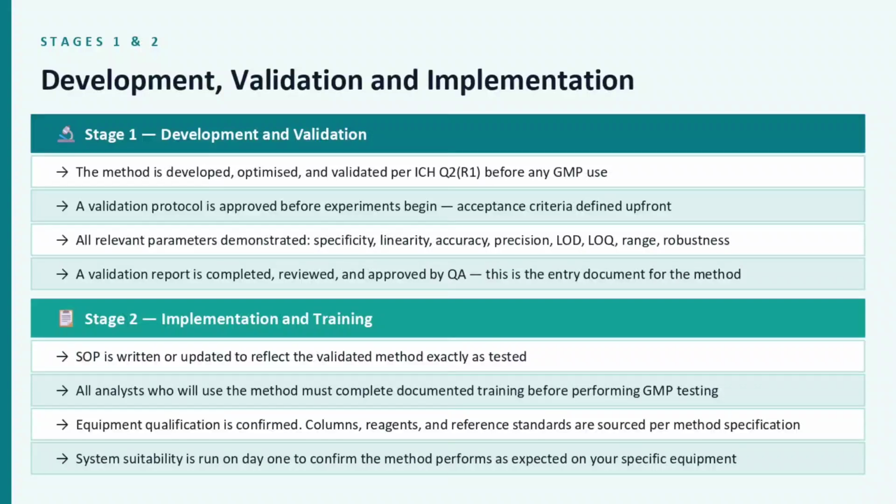In Stage 2, the method enters the lab. An SOP is written that reflects the method exactly as it was validated. Every analyst who will run the method must complete documented training before they are allowed to use it for GMP testing. Equipment must be qualified. The right column, the right grade of reagents, the right reference standards. And on day 1 of use, system suitability is run to confirm that everything works together in your specific laboratory with your specific equipment. This is the handshake between the validation work and real-world routine use.